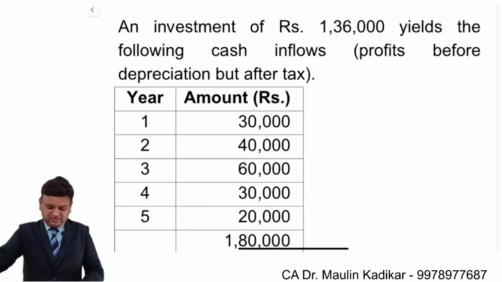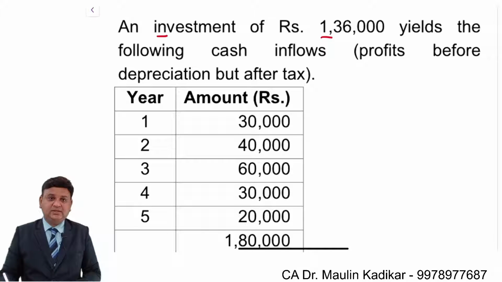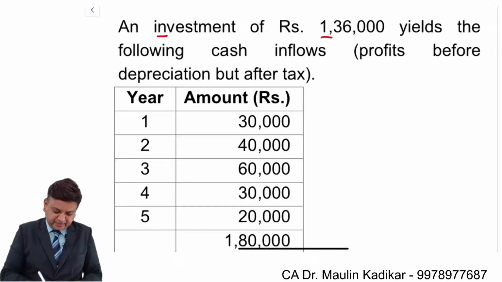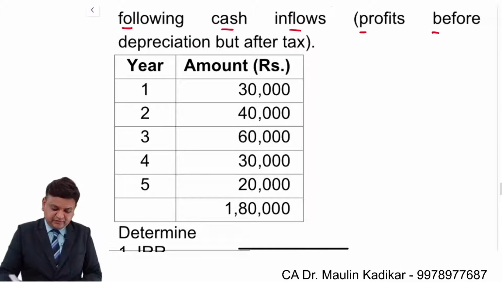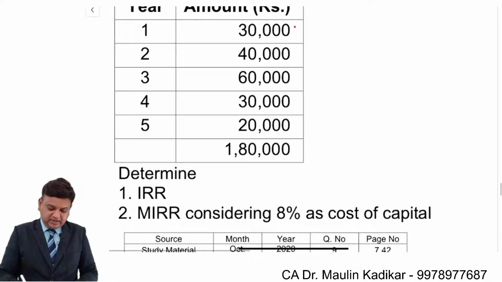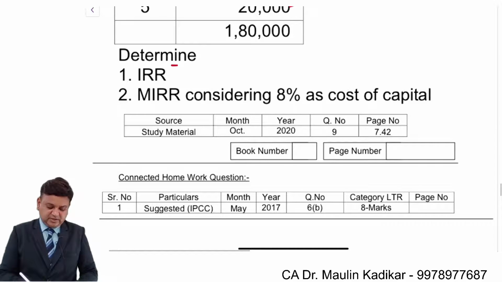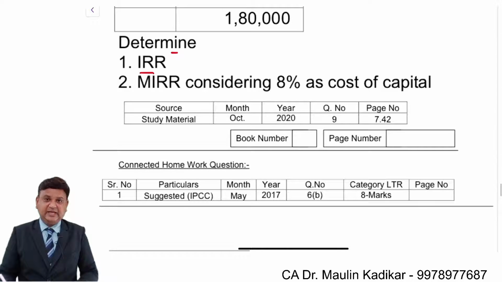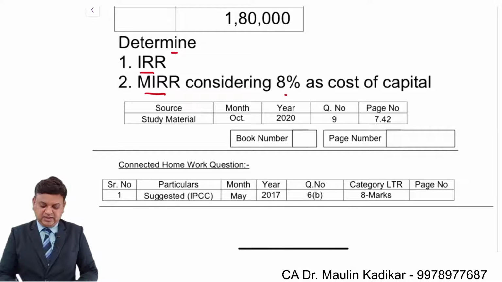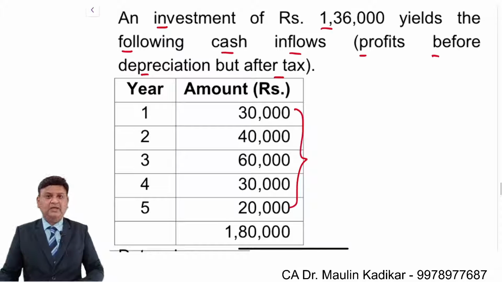Let us see the next question. An investment of rupees 1,36,000 yields the following cash inflow, that is profit before depreciation but after taxation. Year 1 to year 5 cash flows have been given to us. Determine, the first question is IRR and the second question is modified IRR considering 8% cost of capital. That is the question.